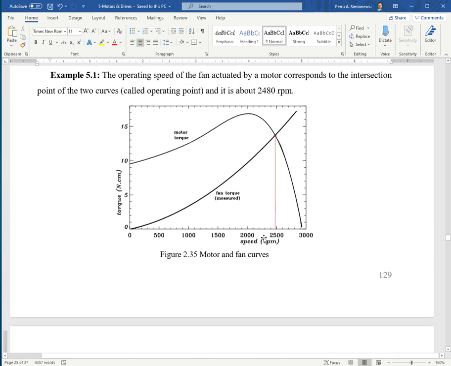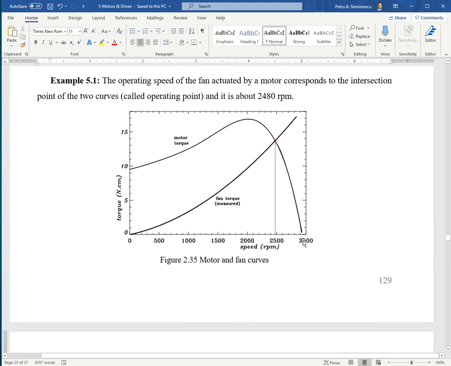So really, if I have this as an equation and this as a second equation, like torque versus RPM for this and torque versus RPM for that, their intersection is just setting the motor torque equal to the fan torque.